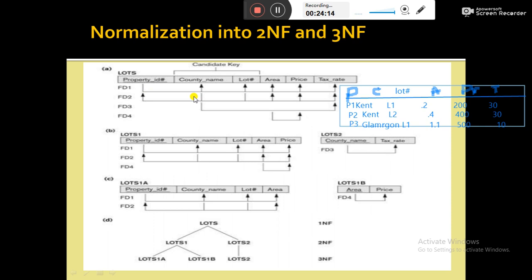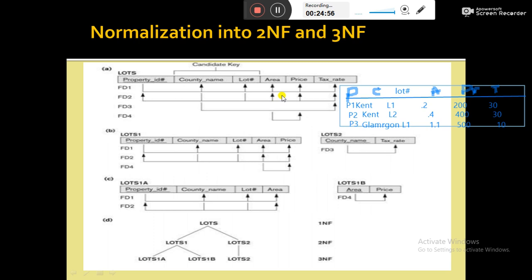Next we have to check whether the relation lots is in 2NF or not. Again I am repeating the condition of 2NF: all non-prime attributes should be functionally dependent on the entire composite primary key, not just part of it. You have to consider only the composite primary key. The simple primary key is not going to be considered here. For 2NF, we test on the basis of the composite primary key. Here property ID is a simple primary key, whereas the composite primary key is county name, lot number. As a whole, they are the composite primary key.